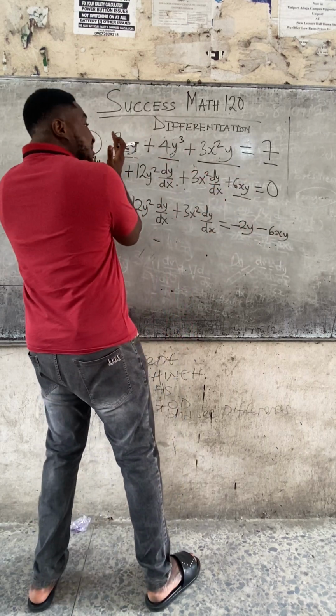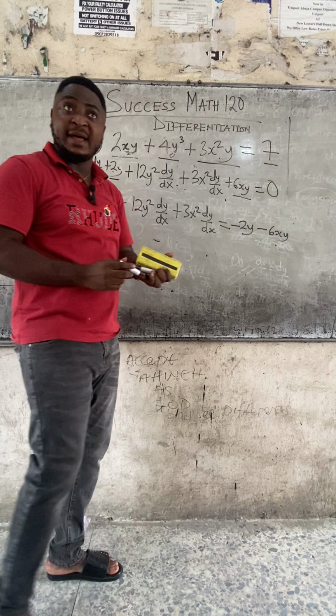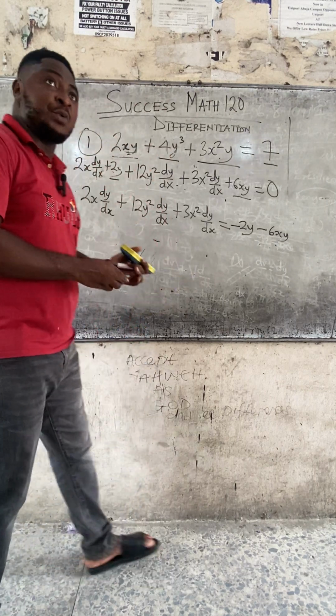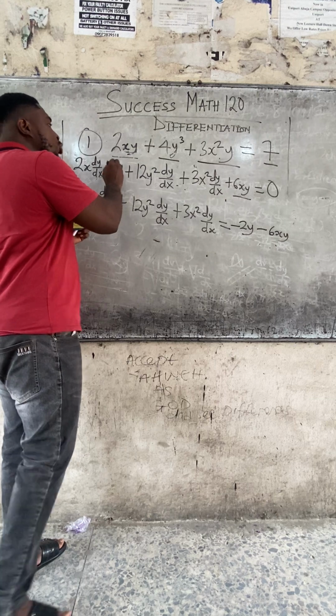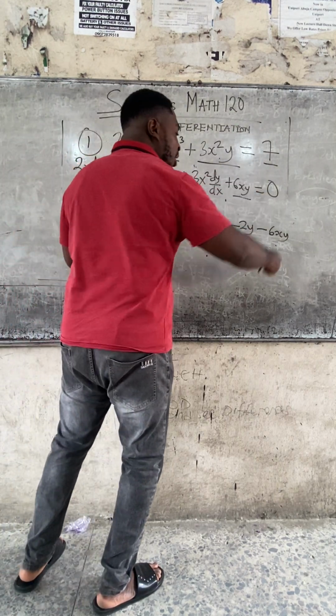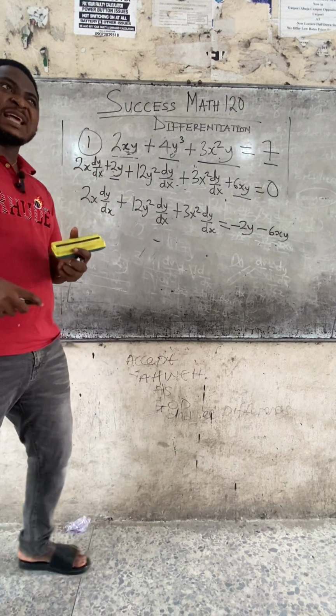When someone moves from one side of the equation to the other, the sign will change. You remember? In mathematics, when someone moves from one side of the equation to the other, the sign will change. So if it was plus 2y, when it comes here, it becomes minus 2y. If it was plus 6xy, when it comes here, it becomes minus 6xy. Class, are we following?